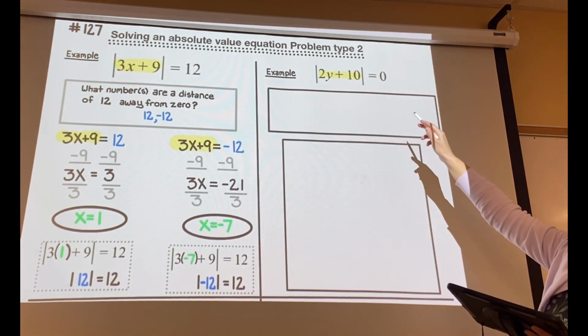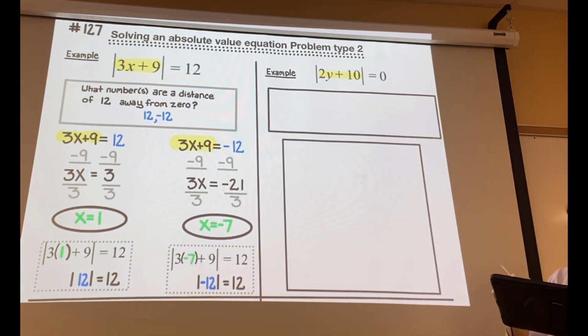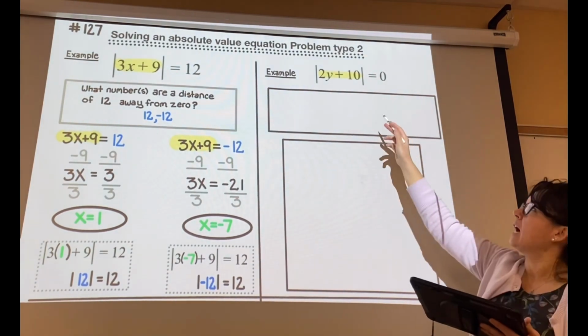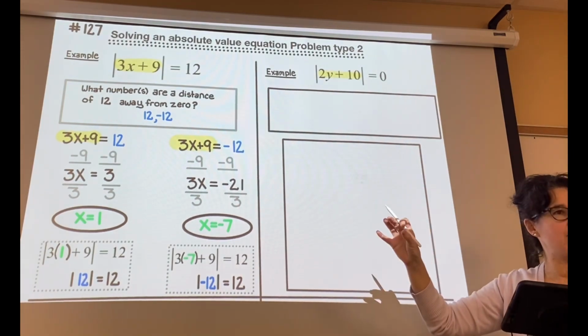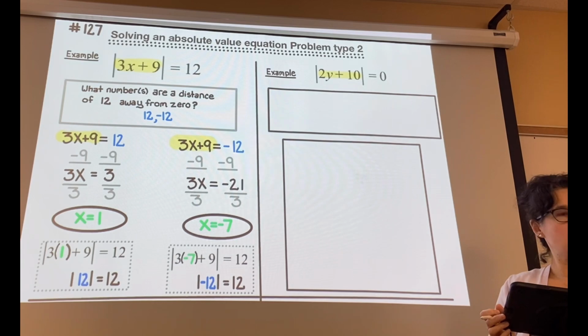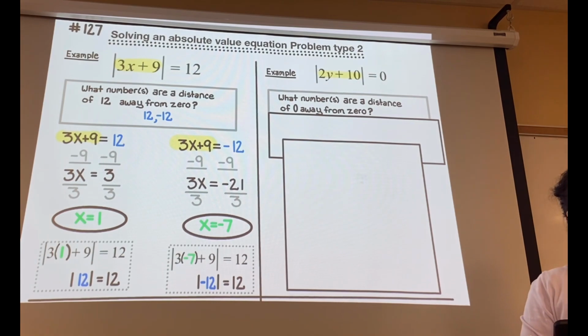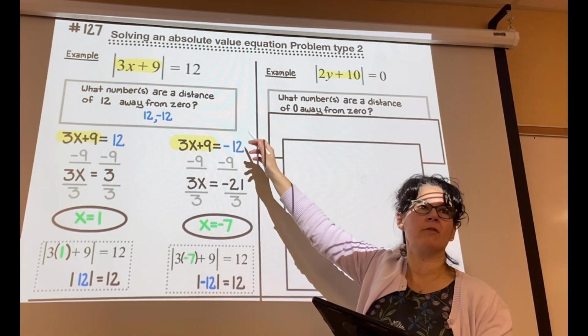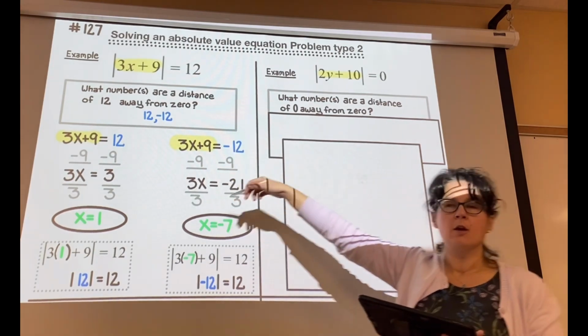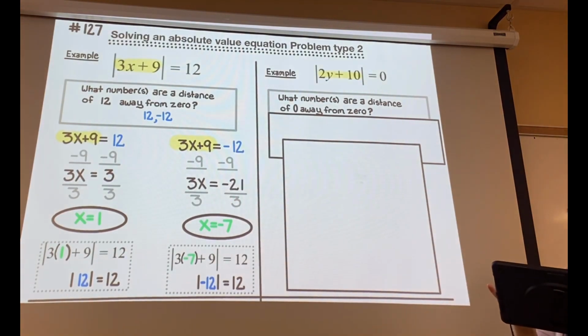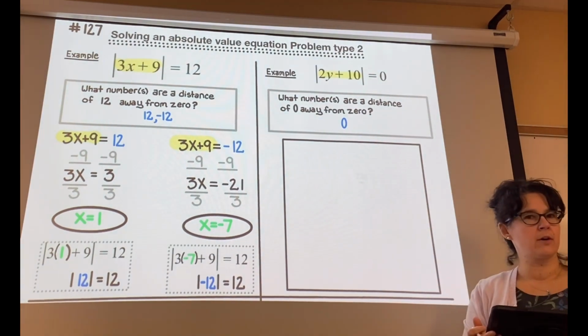This one here, 2y plus 10, the absolute value is 0. So in other words, what would the yellow need to become to make this true? What number or numbers are a distance of 0 away from 0? Sounds kind of funny. What numbers are 0 away from 0? 0. That's the only number, right? Last time when we said what numbers are 12 away from 0, we had 12 and negative 12. But for this one, the only number that is a distance of 0 away from 0 is the number 0.